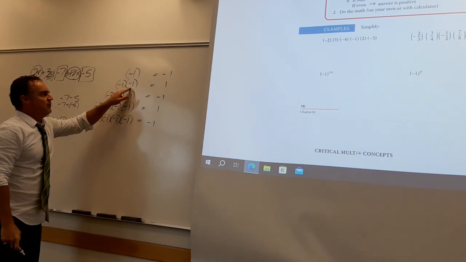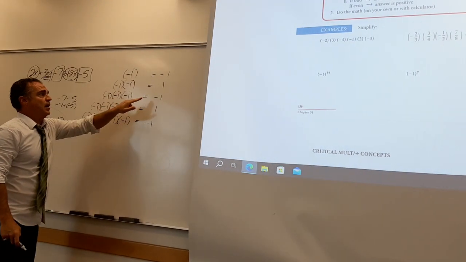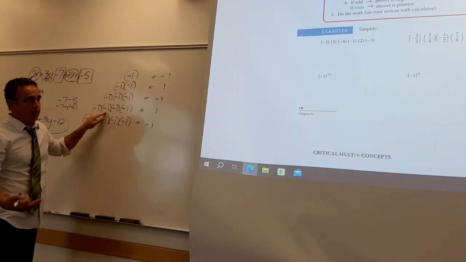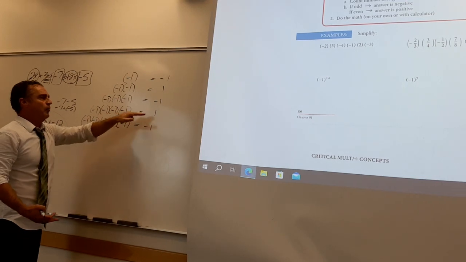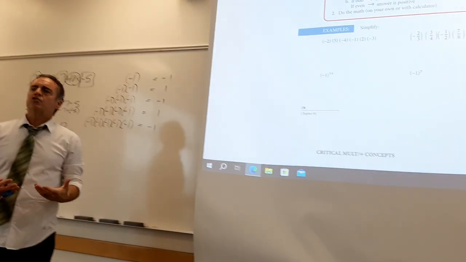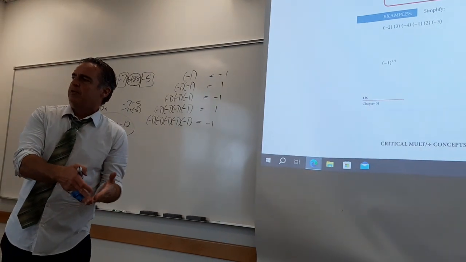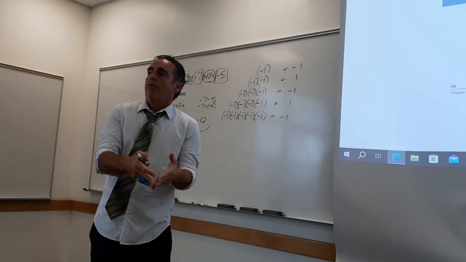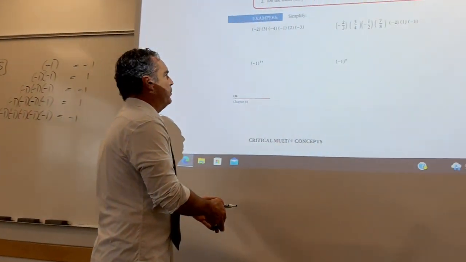And we can play this game all day long. A negative and a negative make a positive, and times a negative makes a negative, and times a negative makes a positive, and it just goes on and on. And so we know that if we have an odd number of negatives, we have a negative answer. But if we have an even number, it is going to be positive.